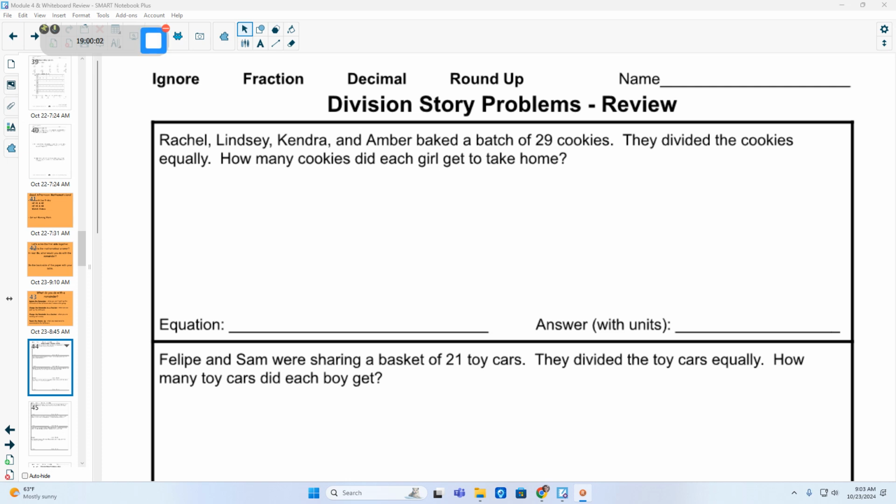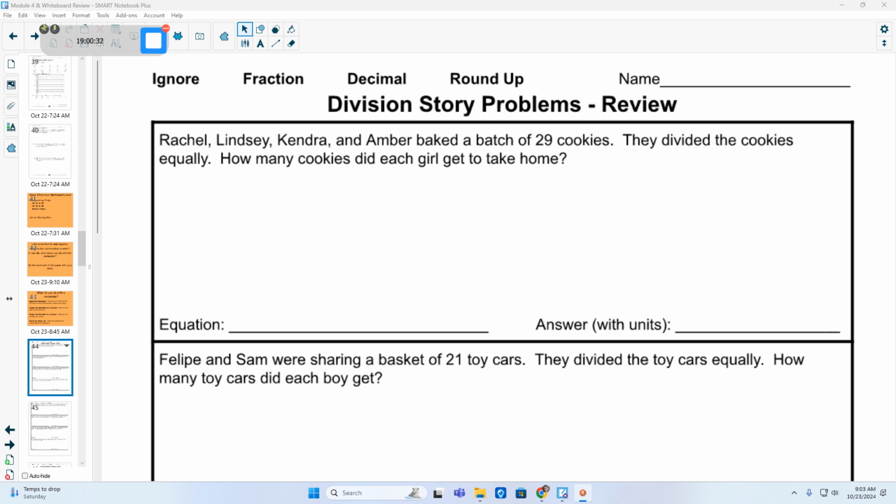Hey, mathematicians. Okay, this review is going to look just like a quiz that you're going to take right after this. So make sure you're really paying attention and you can leave this on your desk while you do the quiz, okay? And it's going to be very similar. And we're dividing and we can use pictures to help. We're writing an equation and then we're figuring out what would we do in real life with the leftovers, because each of these is going to have a remainder.